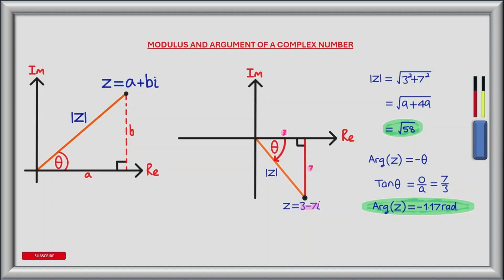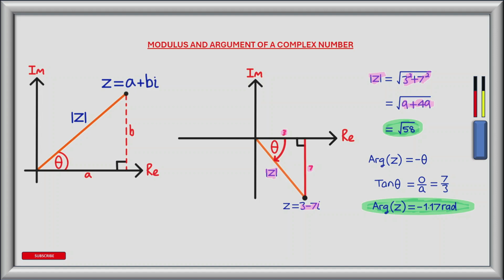To find the modulus, we need to find the length of this orange line. To do this, we can use Pythagoras' theorem. So the modulus z is the square root of 3 squared plus 7 squared, which is the square root of 9 plus 49. So the modulus of this complex number is the square root of 58.